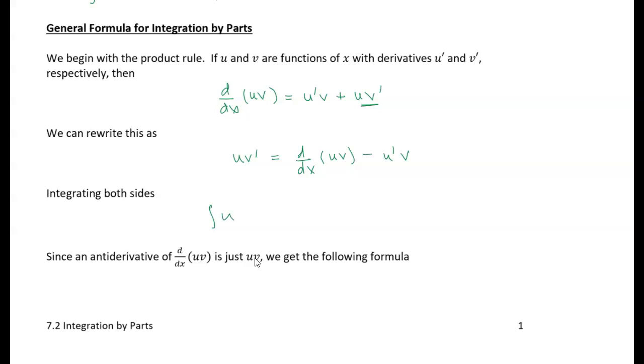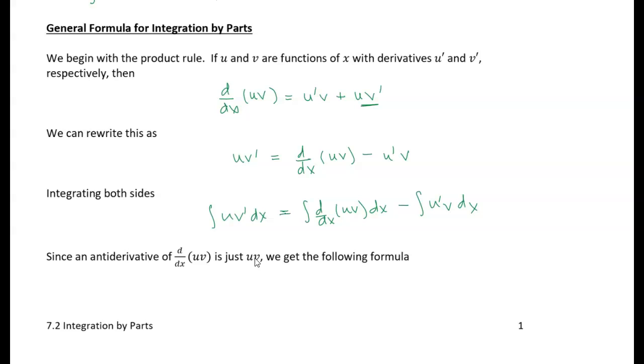Integrate u v prime dx is equal to the integral of d/dx of uv dx, and then minus the integral of u prime v dx. It's just integrating both sides. That's supposed to be an equal sign. All right.